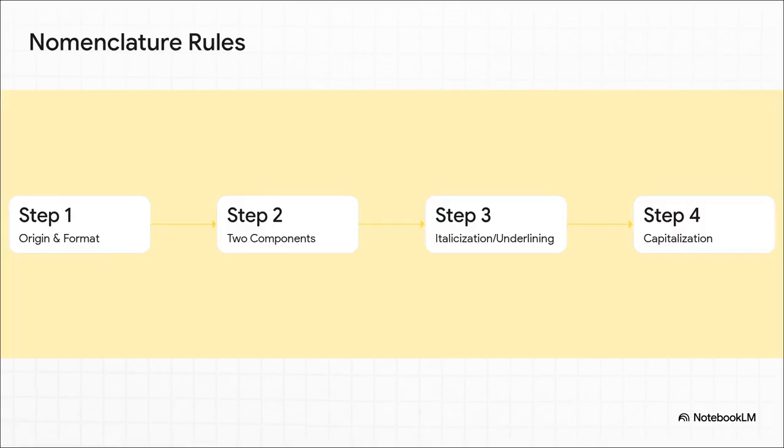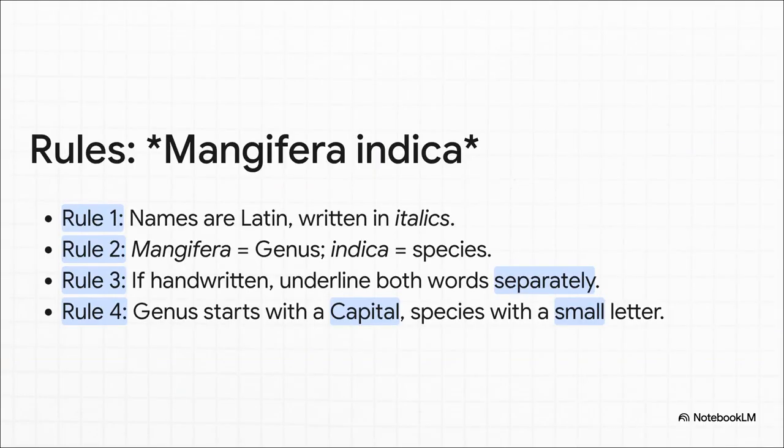Now listen up, because every single scientific name follows 4 golden rules. And trust me, these rules are a favorite for MCQs, so you need to know them inside and out. Okay, let's map these rules onto Mangifera indica. Rule 1, the names are from Latin, which is why they sound a bit formal. Rule 2, the first word, Mangifera, is the genus. The second word, indica, is the species.